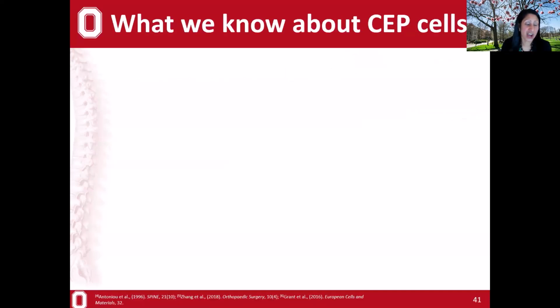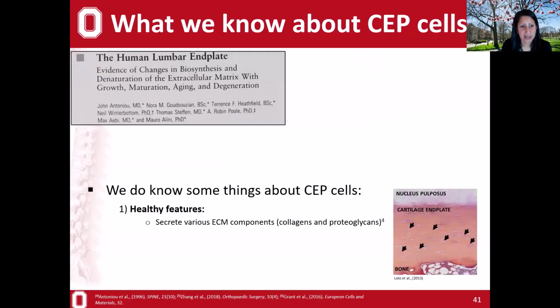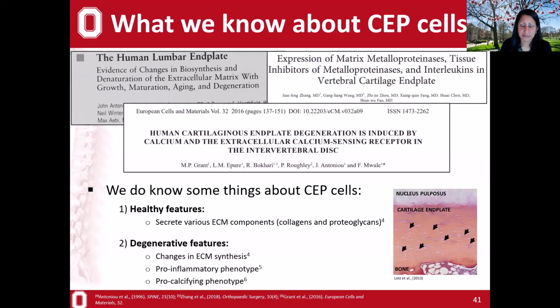Then in terms of what we know about end plate cells, some early studies back in 1996 highlighted that these cells are active. They're secreting extracellular matrix proteins, collagens, proteoglycans. And then more recently, we've come to understand that they exhibit degenerative effects, right? With degeneration, we see changes in matrix synthesis. They take on a pro-inflammatory phenotype, and calcification is really important. Calcification-induced degeneration. So clearly there's a lot going on here, but they still remain pretty underexplored.